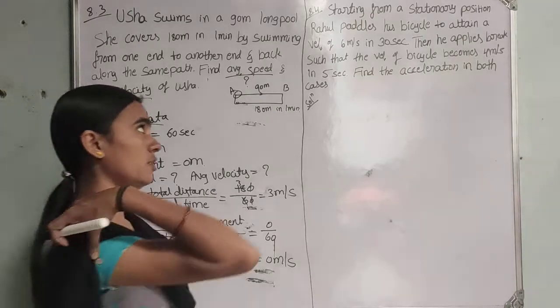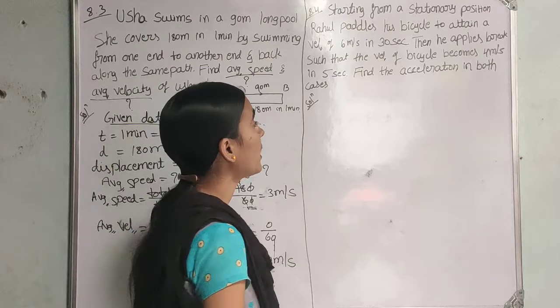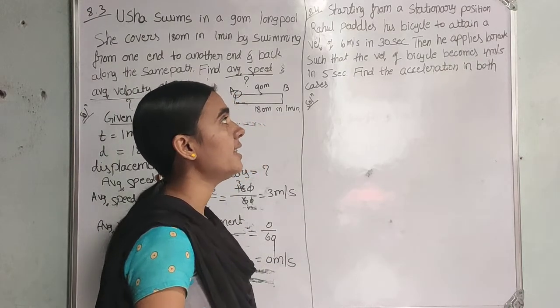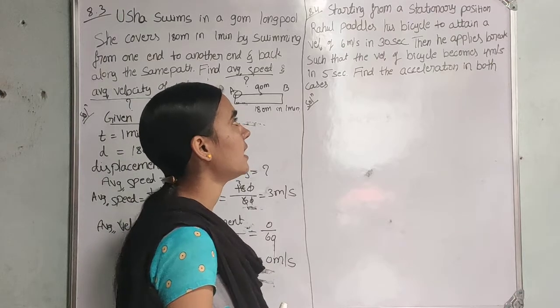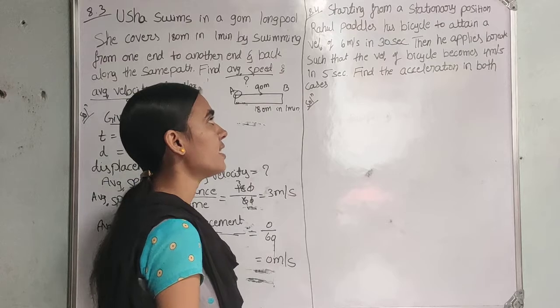Next question: starting from a stationary position, Rahul pedals his bicycle to attain a velocity of 6 meters per second in 30 seconds. Then he applies the brake such that the velocity of the bicycle becomes 4 meters per second in 5 seconds.